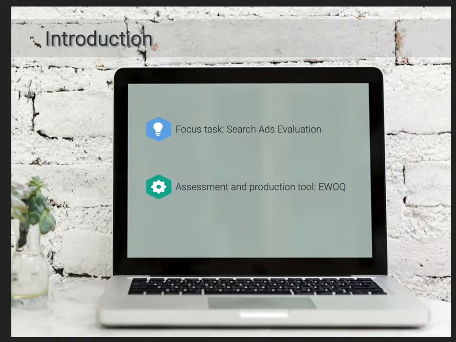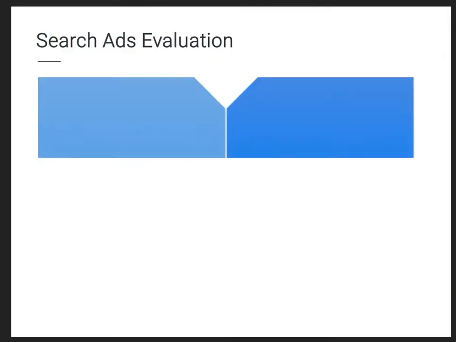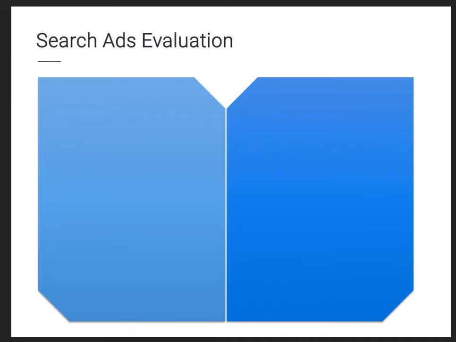Due to confidentiality purposes, we won't be using the Ewalk rating tool for the demo tasks in this video. Instead, we'll be using a survey format where we will go through the flags and ratings for each given task. Search Ads Evaluation is the main task type for the Aztec Ads project.